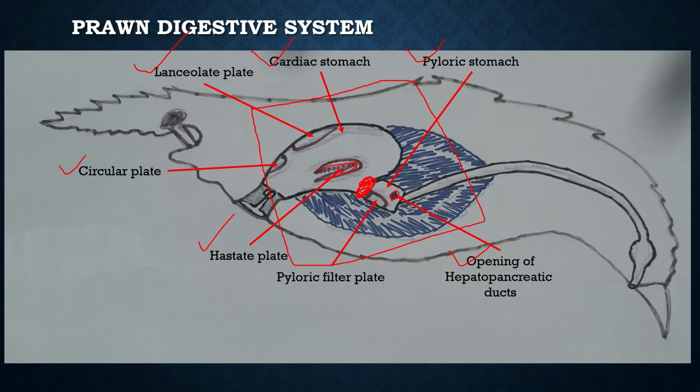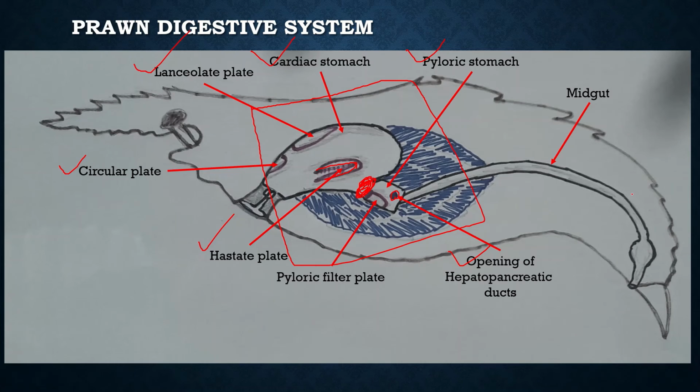Then this pyloric stomach leads into the next chamber, called the midgut, or also called the intestine. It is a long, narrow, straight tube running back along the median line, and its lumen is wider at the anterior side but reduces towards the posterior side, and internally it has longitudinal folds.